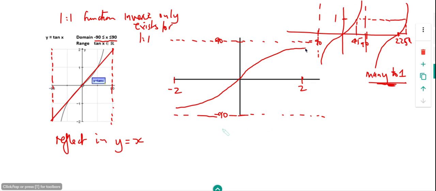So that's the inverse tan function. This would be a graph of y is equal to tan minus 1 of x.